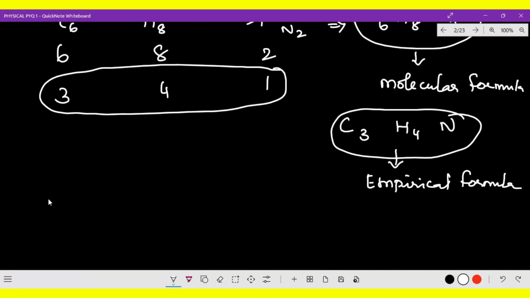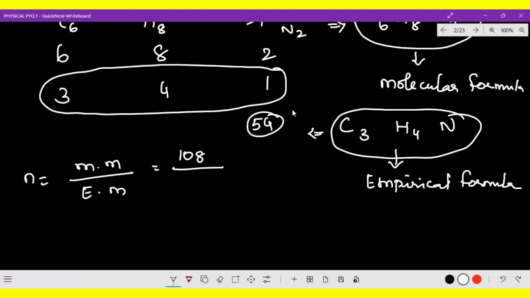Now we have to identify n. n equals molecular mass by empirical formula mass. The molecular mass we know very well, 108 gram per mole. Empirical formula mass, just now we found, is 54. So 108 divided by 54, how much will you get? 2. Right. How did you get that from here? Simplification only, the simplest whole number ratio. That is the empirical formula.